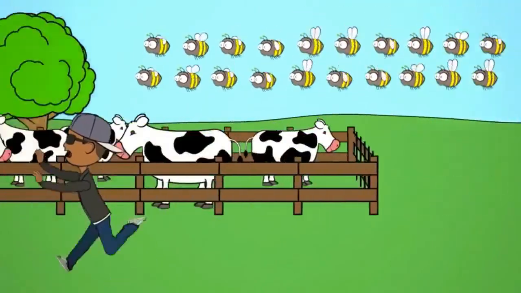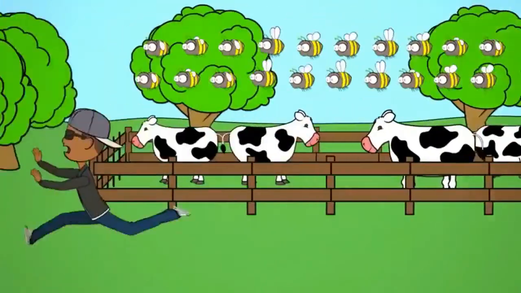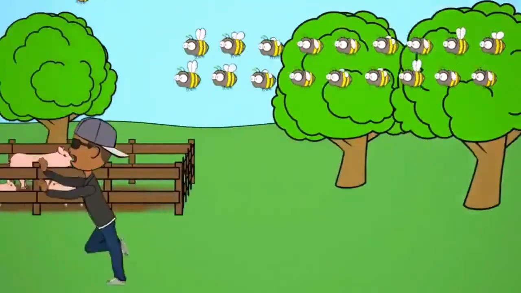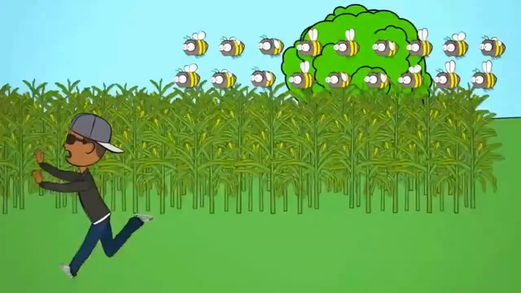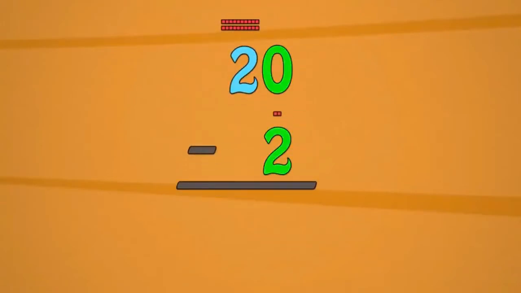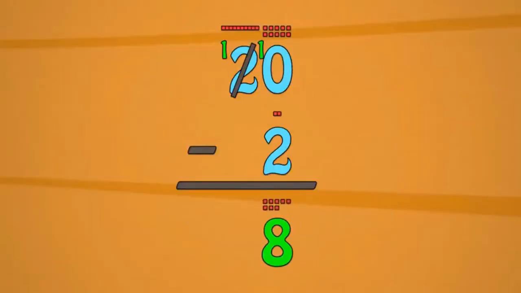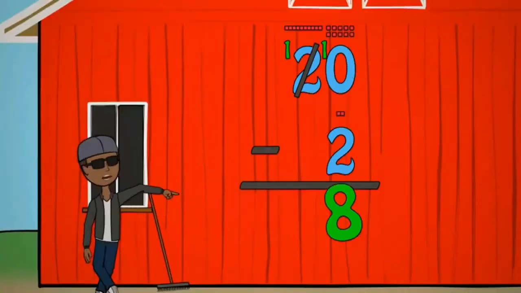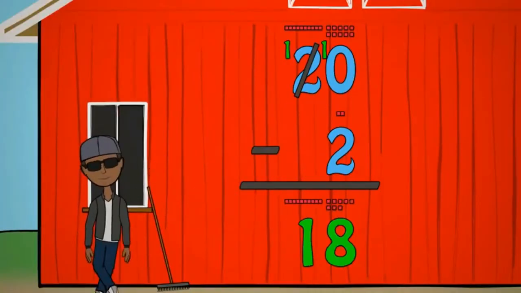There are 20 bumblebees flying around me. So I yell, shoot! And two decide to leave. Now how many bumblebees are chasing me? If we regroup, we can find the difference with ease. 0 minus 2, here's what to do, because the 0 is smaller than the 2. So we regroup a 10 into 10 ones. When the top number's smaller in subtraction.